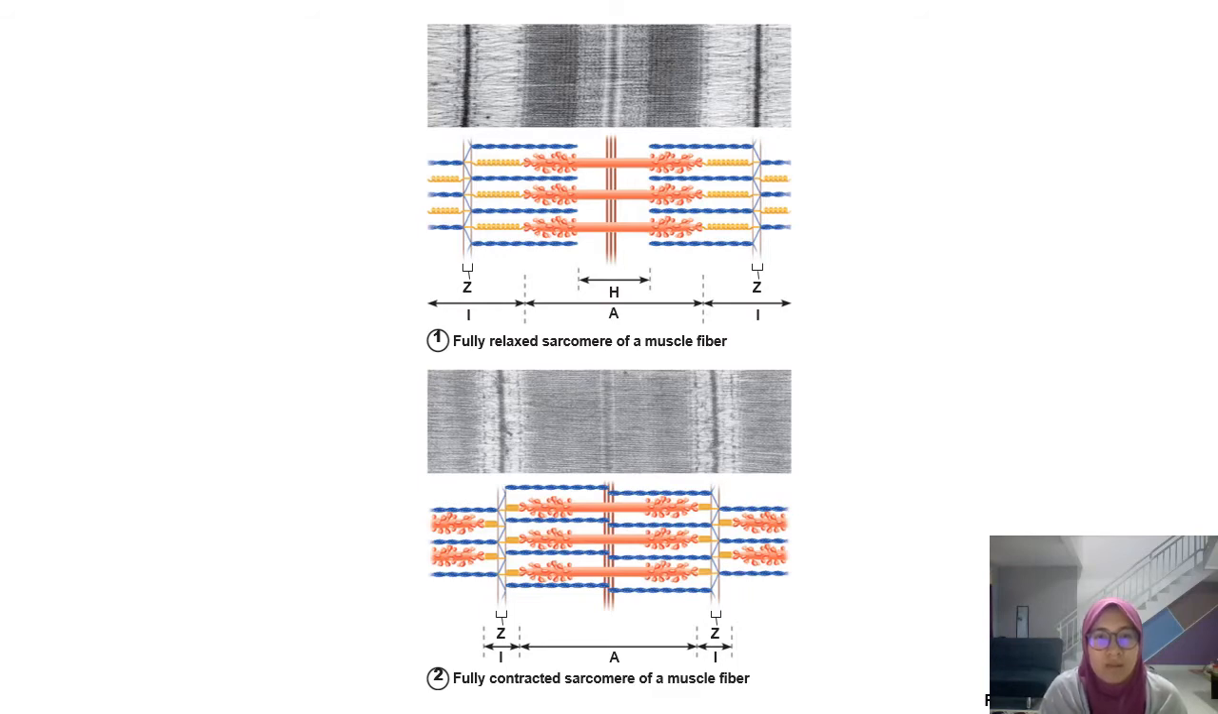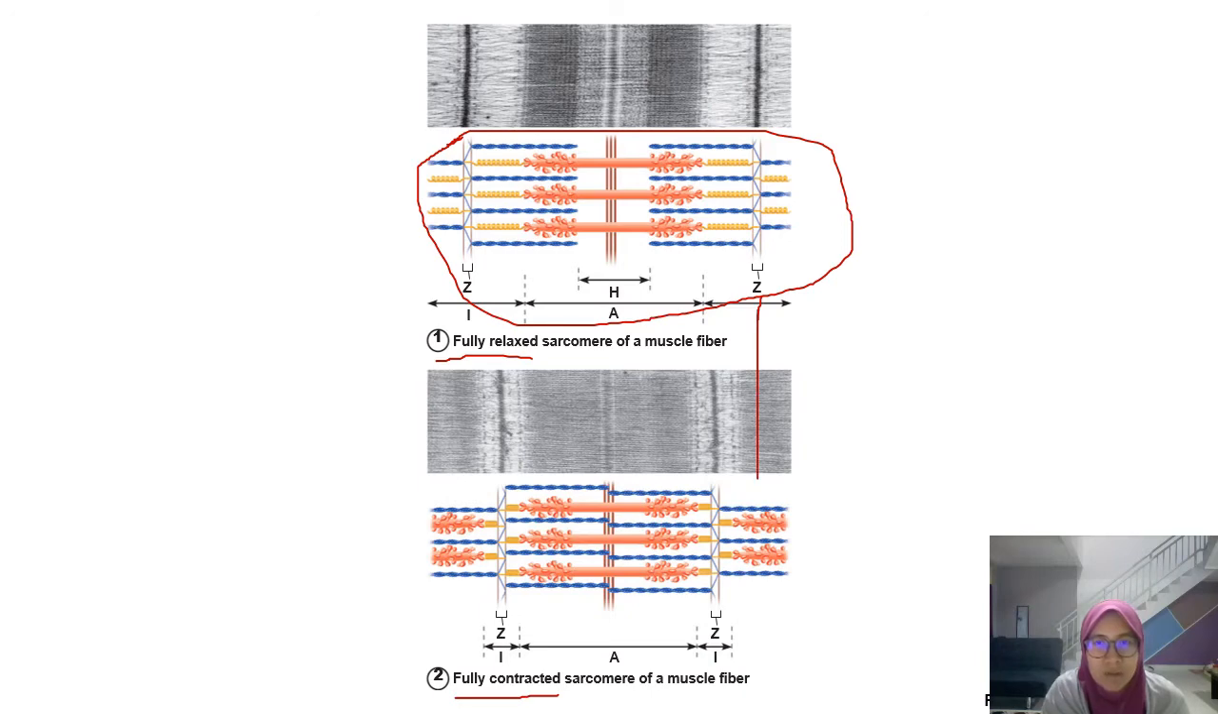Here is the example of the sarcomere. This is one sarcomere, a fully relaxed sarcomere of the muscle fiber. So no cross bridge happens. Now this is the example of a fully contracted sarcomere. From here, you can see the original line becomes shorter to here. Same goes with this line, it becomes shorter to this line. That means the actin is pulling the sarcomere toward the center.